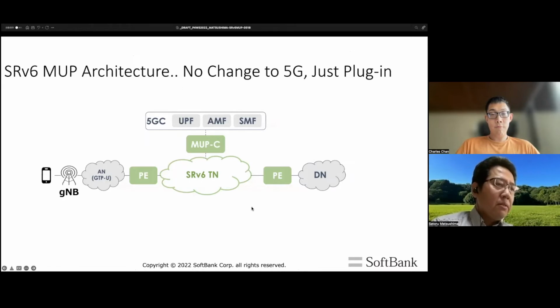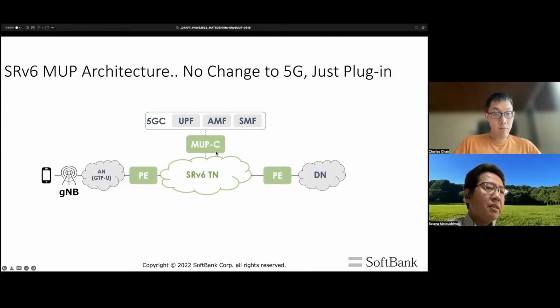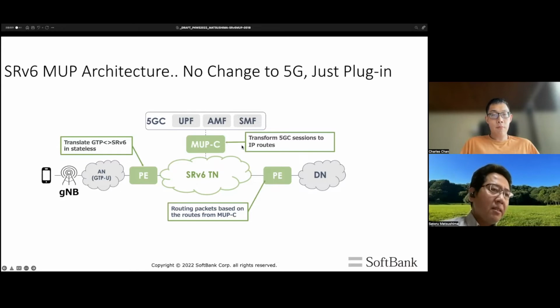So let's look at the architecture very briefly using this slide. We have almost two components defined in this architecture. We defined MUP-C, the MUP controller, to take the information from the 5G core, and the PE routers on both sides, on the access side and on the DN side. In the middle of the PE routers, the SRv6 transport network exists. You can see each of the nodes.